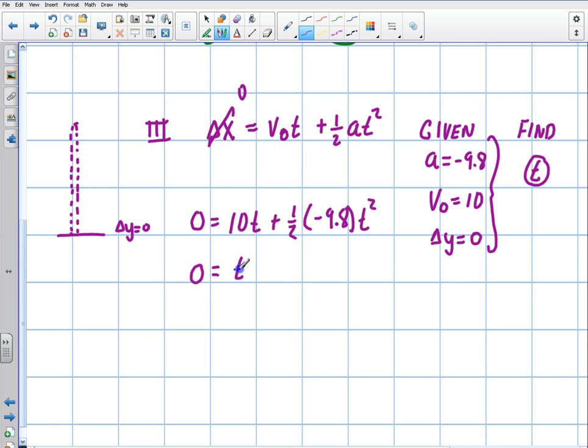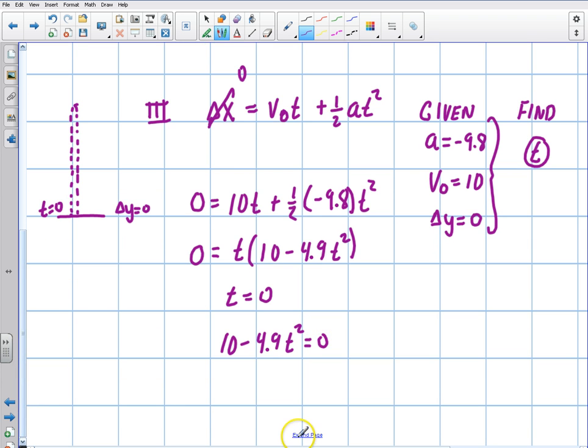I'm just going to take the t and factor it out. So I'm going to have 10, multiplied here, minus 4.9 t squared. So I'm going to get 2 answers. Where is the delta y 0? Well, we know when you start the launch, delta y is at 0 at the launch, right? So there's one of my answers, t equals 0. My other answer is basically saying 10 minus 4.9 t squared equals 0.